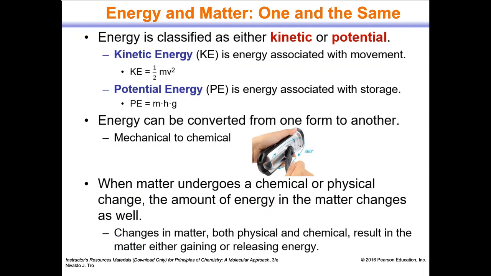Okay, we see here that when matter undergoes a chemical or physical change, the amount of energy in the matter changes as well. Changes in the matter, both physical and chemical, result in the matter either gaining or releasing energy. It could be that we're heating the matter up, putting energy in, or maybe we're cooling it down, which would be taking energy out. Or it's going through some chemical transformation where we have a lot of stored potential chemical energy, and we're releasing that by forming a new bond, or we're breaking a bond, or we're putting energy in, something like that. So whenever we go through these changes, physical or chemical, we're changing the amount of energy stored inside of the matter.